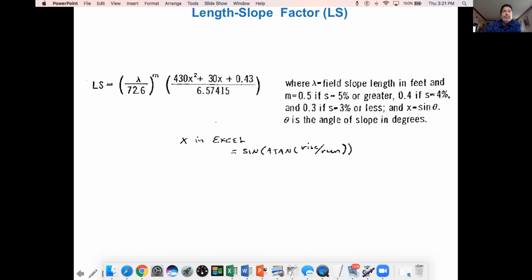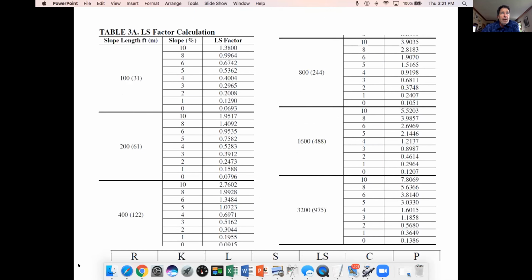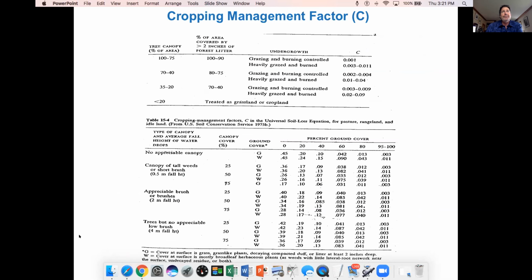But you can also use this table. You can either use the graph, you can do the math, or you can use this table. If we look at 200 feet and a slope of 5%, we get 0.7582, and on the graph you got 0.8, which is just rounding it. So it's pretty much the same number.